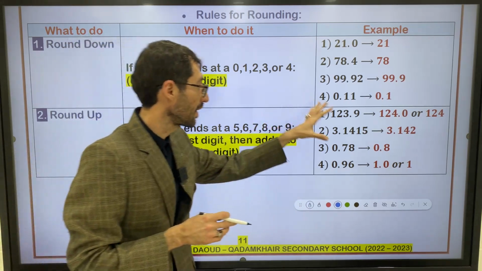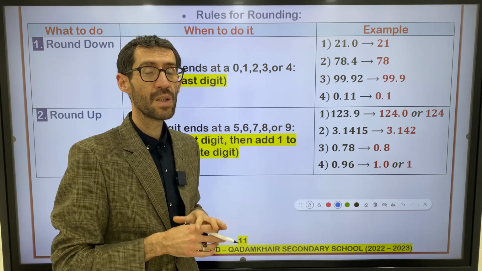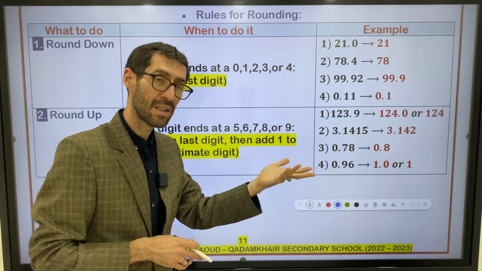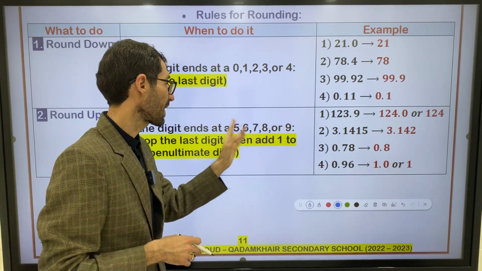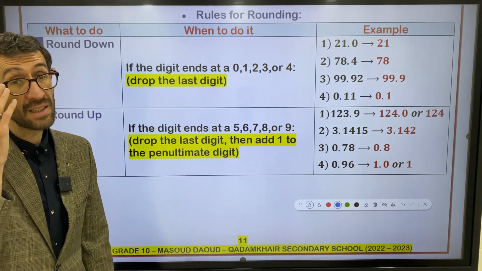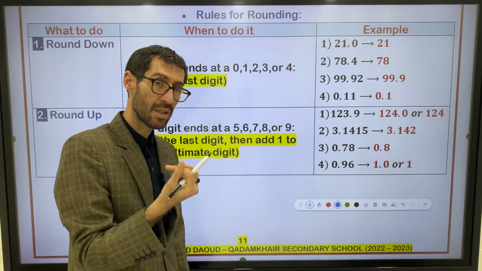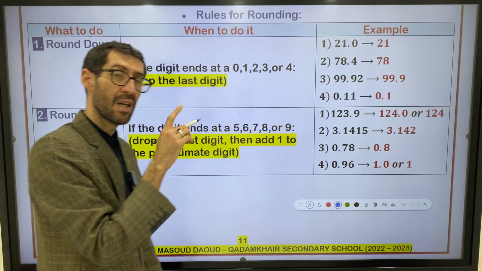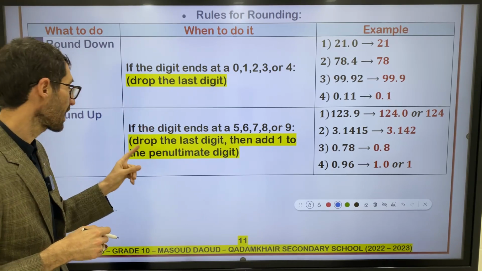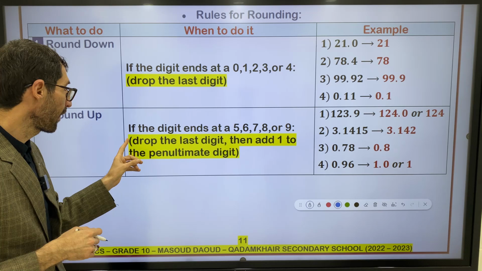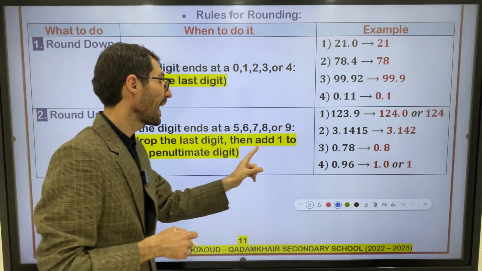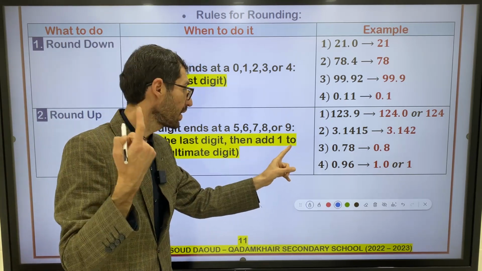Take a look at these figures. Whenever the figure ends at 5 and above, 5, 6, 7, 8 till 9, drop the last digit, but the situation is different from the previous case. In round up, we have to obey this note. Drop the last digit, then add 1 unit to what?